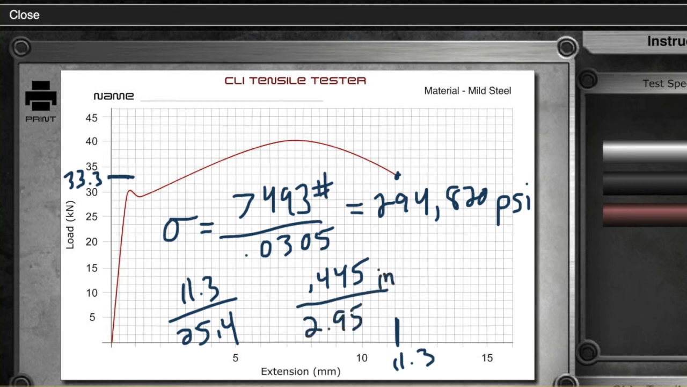So this is in inches, this is in inches. They cancel, there's no unit. Okay, and so I get a strain at the failure point of 0.151. Okay, so there is my stress and there is my strain at this failure point right there. That was number 3. All right.